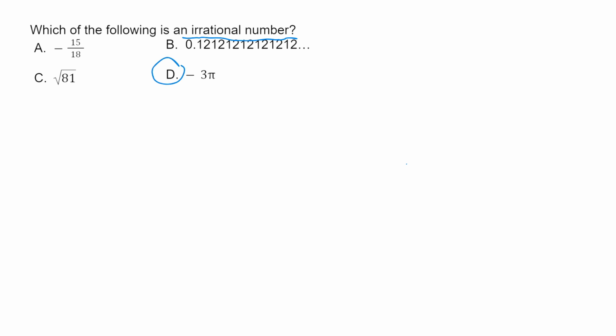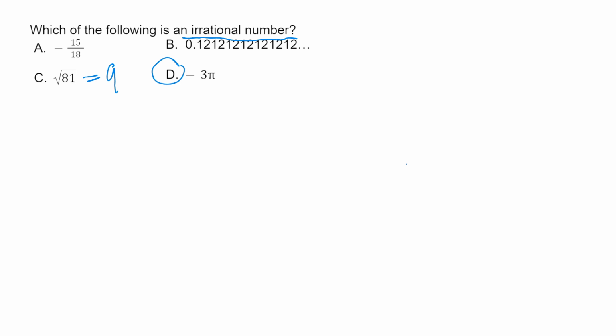Sir, why not the square root of 81? It has a square root, right? Why not the square root of 81? Okay, so you have to take note that 81 is a perfect square, right? When you say square root of 81, it would mean you have to think of one number that when you multiply by itself is going to be 81. And there's a number, and that's 9. 9 times 9 is 81. So this letter C is still rational because this one is going to be 9. And again, 9 is also a rational number.